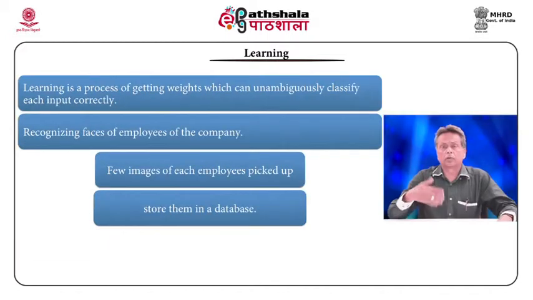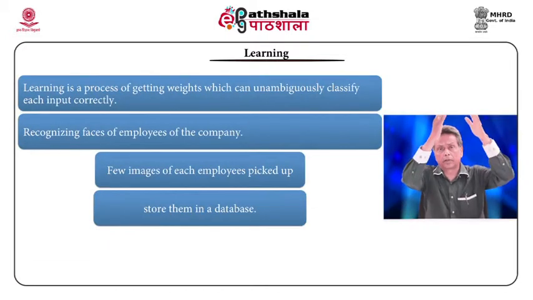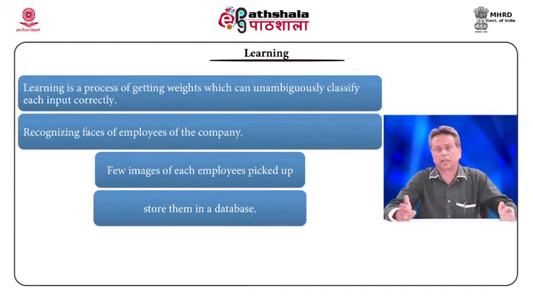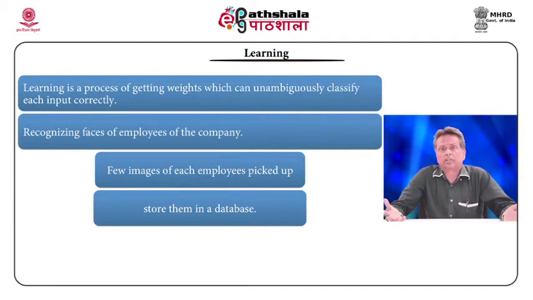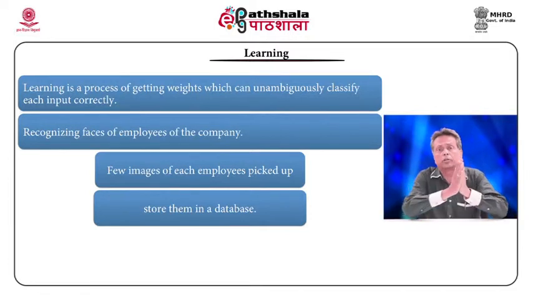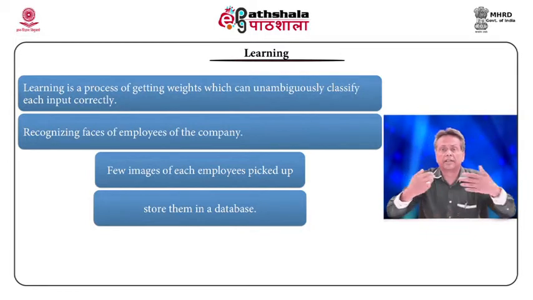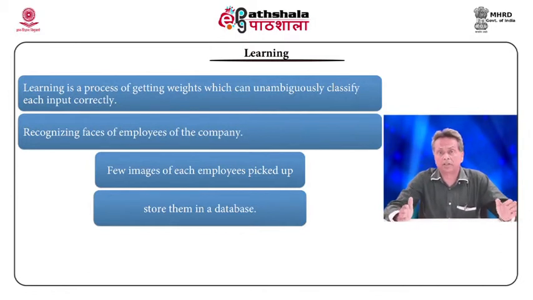Learning is a process for getting such weights which can identify every input correctly, but we don't know what those weights are. So, what we do is we begin with a random set of weights and somehow make sure that these weights are changed over a period of time and converge into the set which gives us the right answer for every input that we provide.